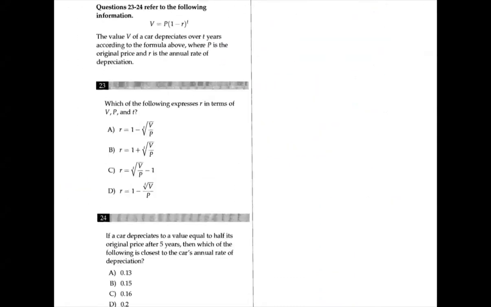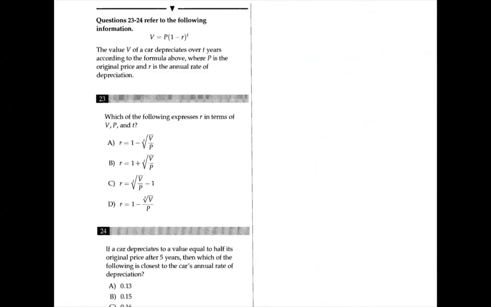Let's see the last two questions in this homework. Questions 23 and 24 refer to the following information. V equals P times (1 minus R) to the power T. What does each variable represent? As mentioned here, V is the value of the car, and T is over T years, so T represents the years. P is the principal or the original price, and R is the annual rate of depreciation.